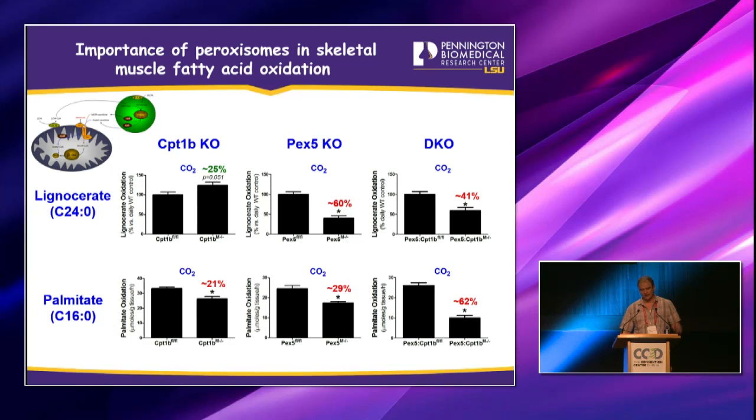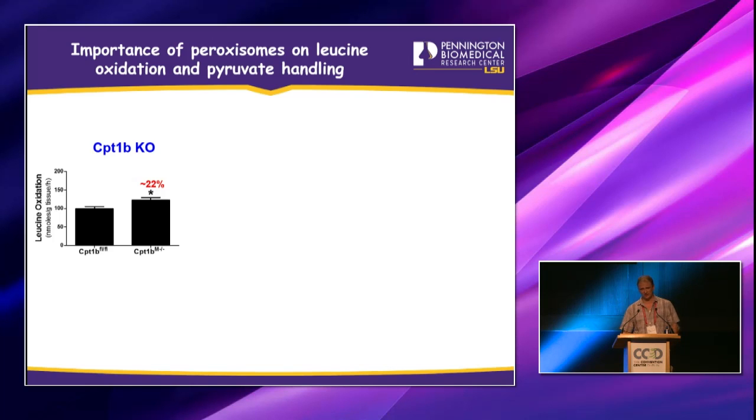So that gives you a good idea of what's going on with lipid metabolism in these tissues, but we wanted to extend that further and look at metabolism of other substrates. We measured oxidation of the branched chain amino acid leucine, and what you see in the CPT1 knockout mice is about a 22% increase in the capacity to break down leucine. Again, we think that's simply because of the limitation in the ability of the muscle to use fat, so they're compensating by increasing utilization of other substrates.